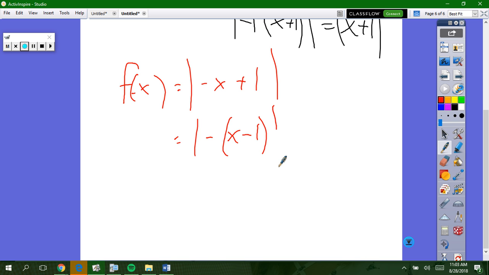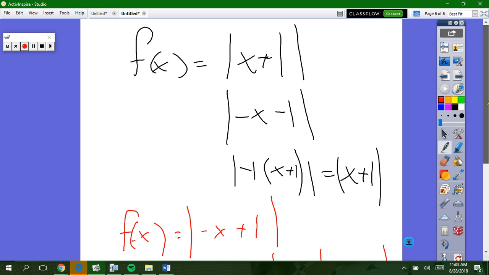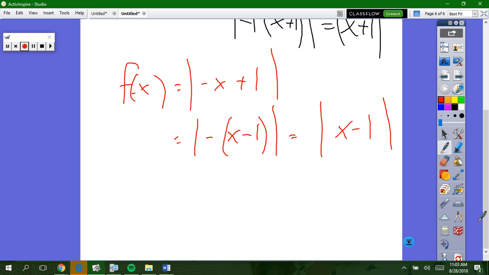What's the absolute value of negative, in parentheses, x minus 1? What's that equivalent to? Makes you think a little bit. That's equivalent to x minus 1. Is that what we started with? What did we start with? X plus 1. Is x minus 1 the same? No. So is this an even function?